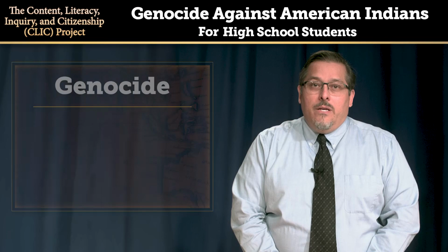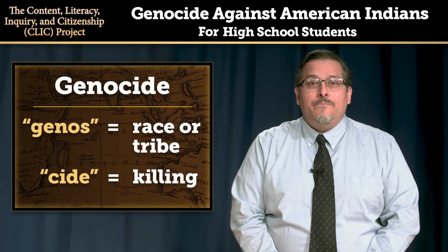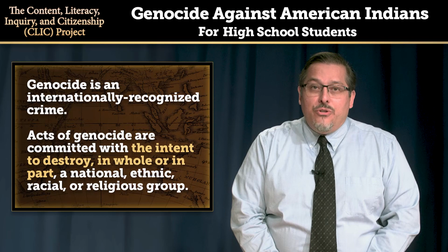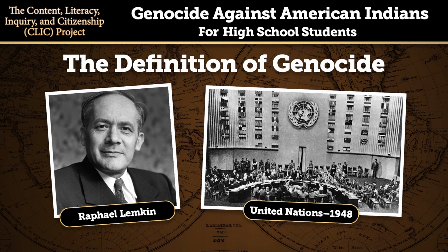The word genocide is made up of the Greek prefix genos, meaning race or tribe, and the Latin suffix side, meaning killing. Genocide is an internationally recognized crime. Acts of genocide are committed with the intent to destroy, in whole or in part, a national, ethnic, racial or religious group. The definition of genocide was created by Raphael Lemkin, a Polish-Jewish lawyer who lost 49 relatives to the Holocaust and fought tirelessly to have the term adopted by the United Nations. As shown here, the Convention for the Prevention of Genocide was signed during a ceremony at the UN in 1948.